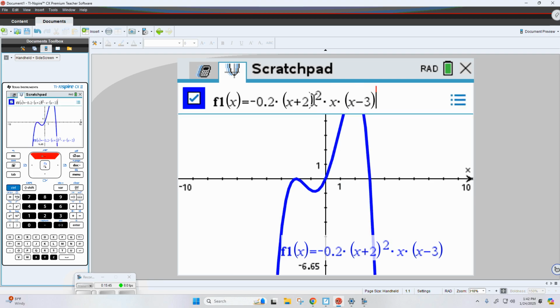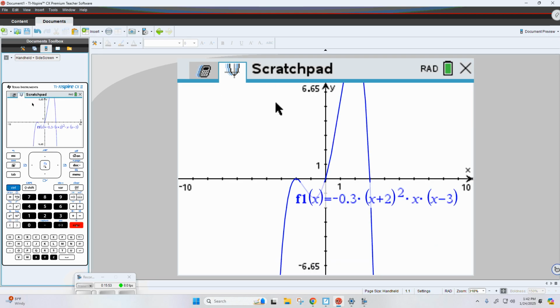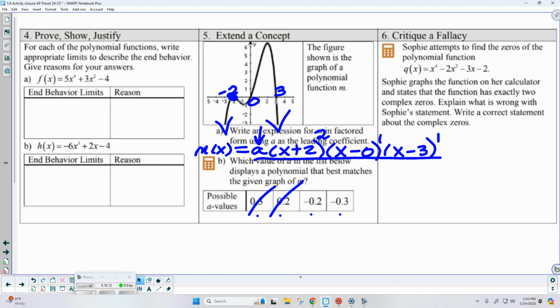Okay, so let's go in here. Let's change that 0.2 to a 3. Okay. So what do you think? They both have the same general shape, but which one's going to work better? I'd say the negative 0.2. This negative 0.3, that relative maximum, it looks like it's just going to be too high, much higher than it was on the paper.